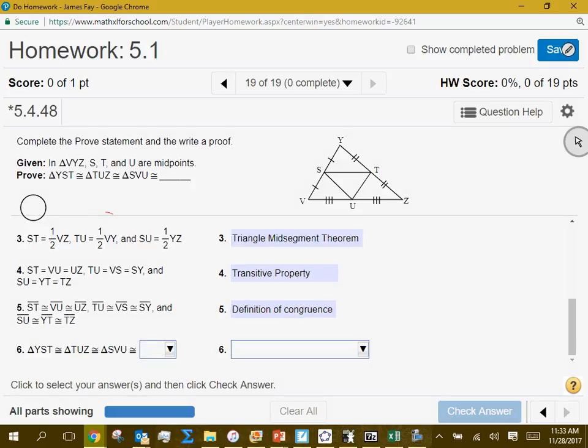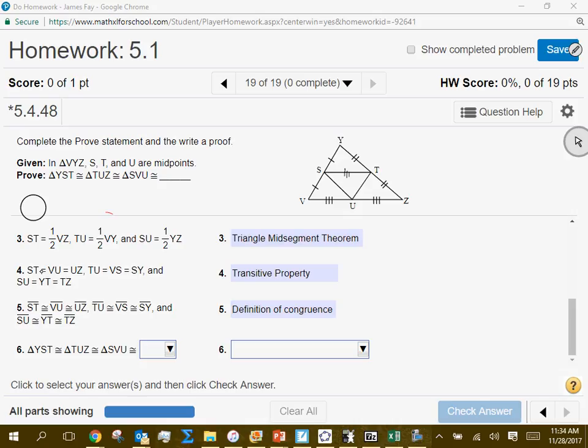And the last part says all these triangles are congruent, and we talked about why all these triangles are congruent. Looking at this, we said ST, VU, and UZ. So UZ has 3 marks in it, right? VU has 3 marks in it, right? So shouldn't this one have 3 marks in it? Makes sense? Yeah. Looking down here, TU, VS, and SY.